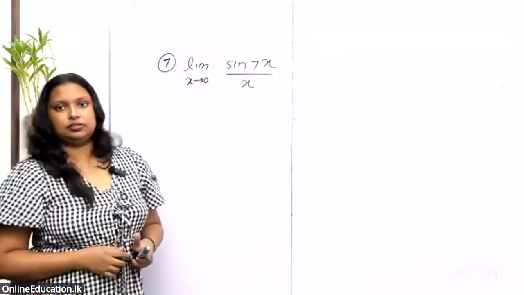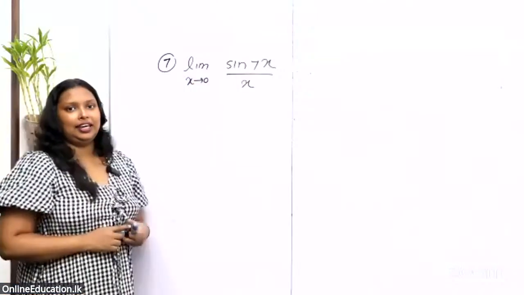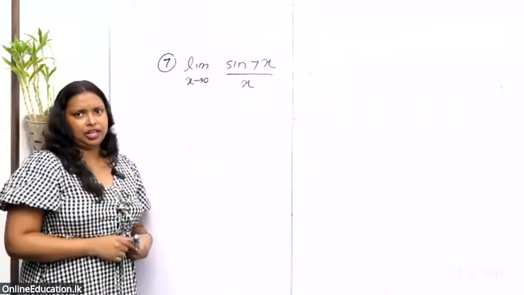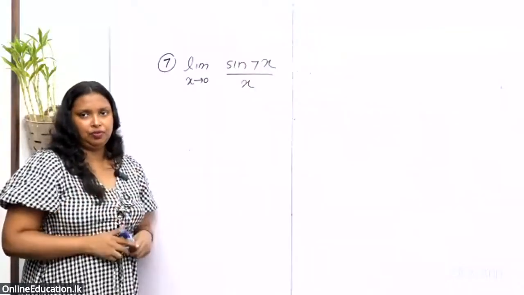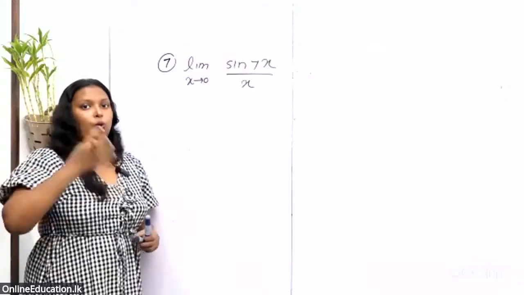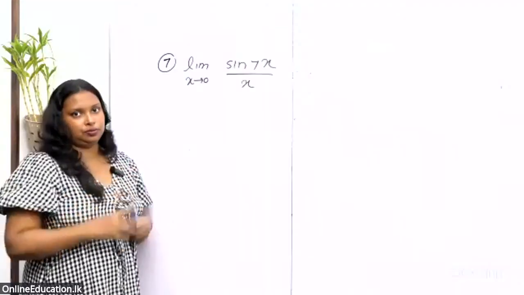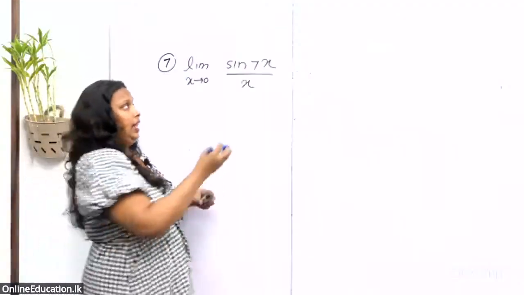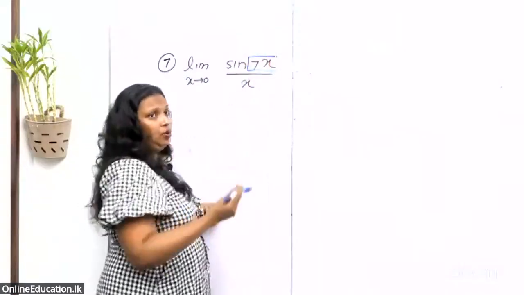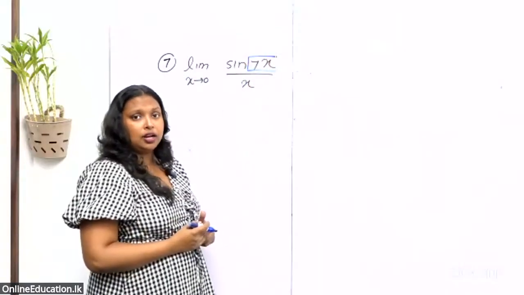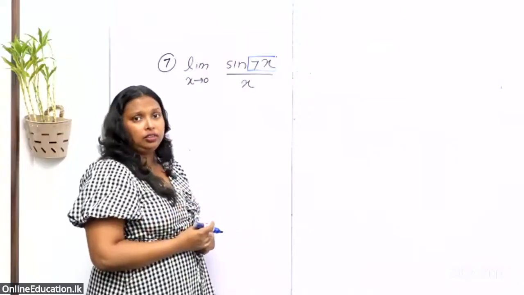This is the question given, right? This is question number 7. Now, is it in the format that we want? What is the format that we want? Sine x over x when x tends to 0. But the angle is not something that we could change. The angle is always the thing given.